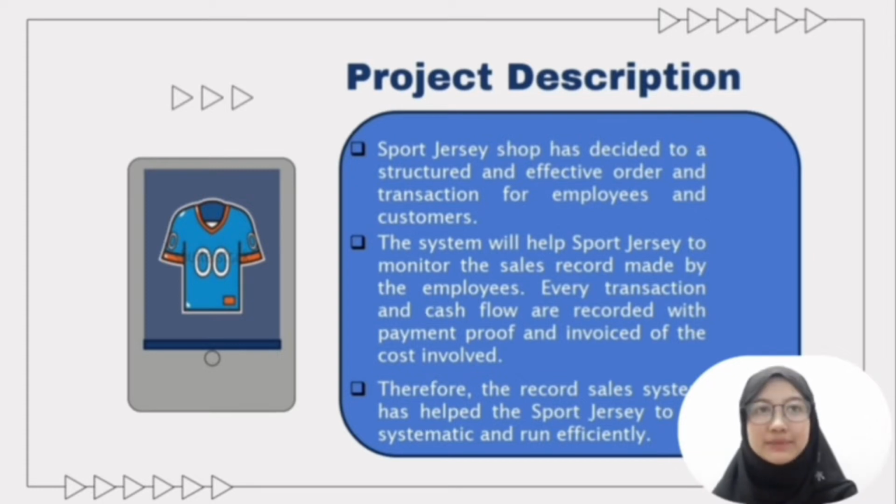For the project description, Sport Jersey Shop has decided to structure an effective order and transaction for employees and customer. The system will help Sport Jersey to monitor the sales record made by the employees. Every transaction and cash flow are recorded with payment proof and invoice of the cost involved, so that the system and the business can run efficiently.